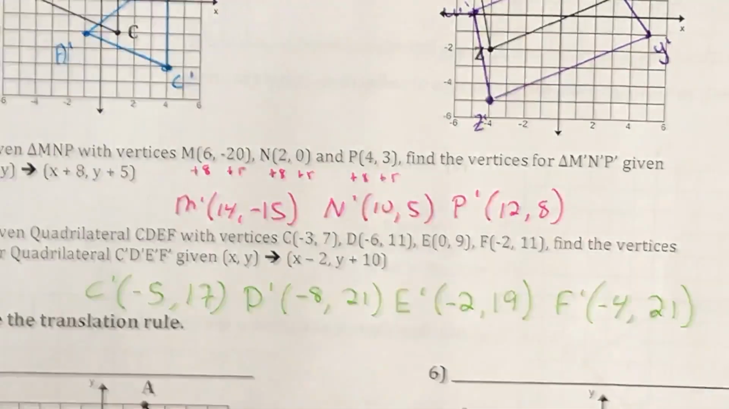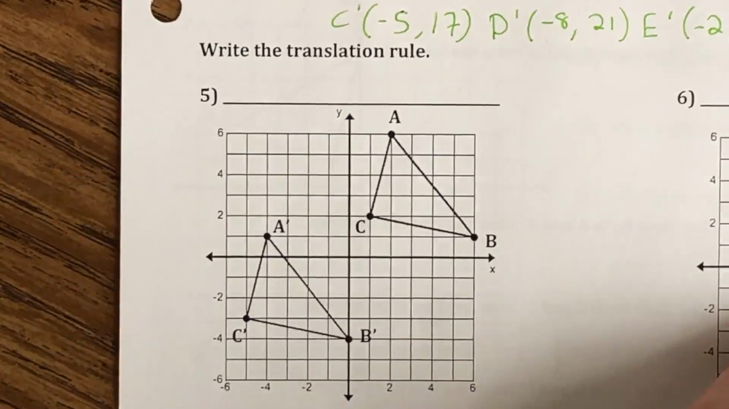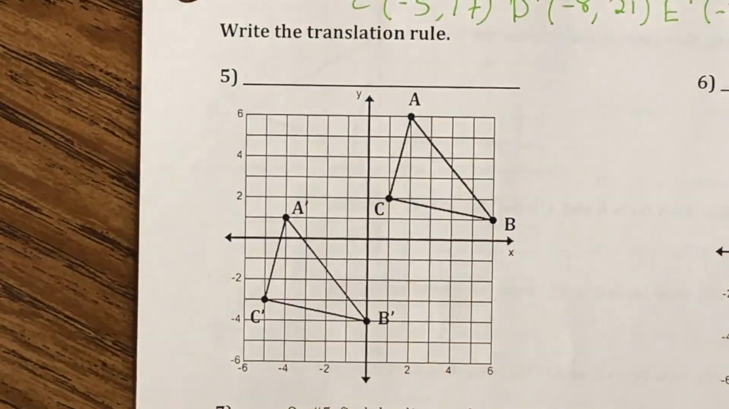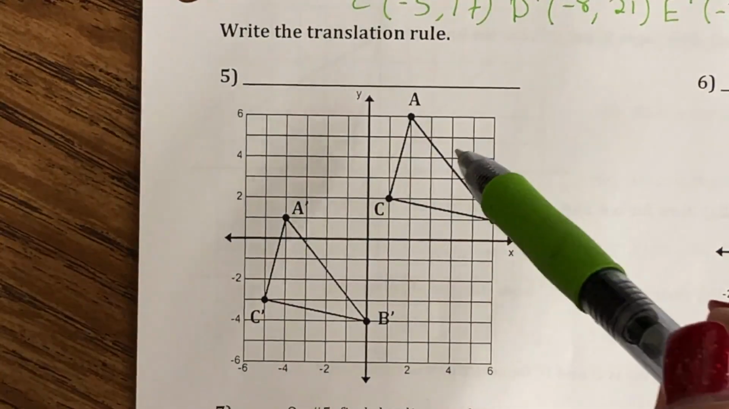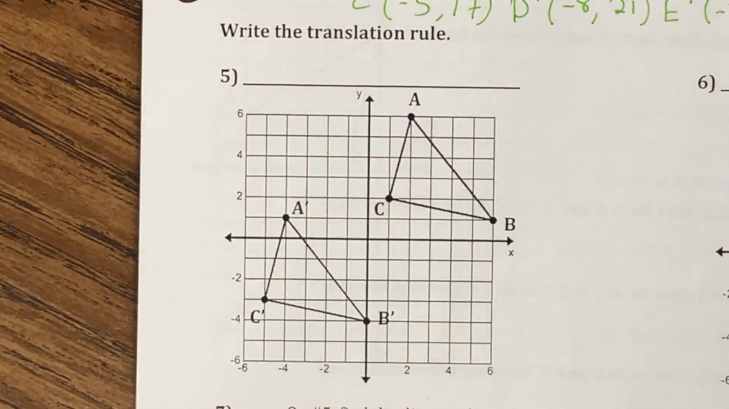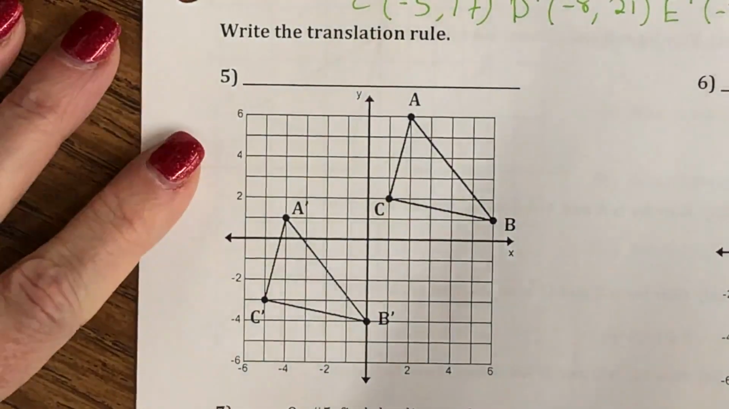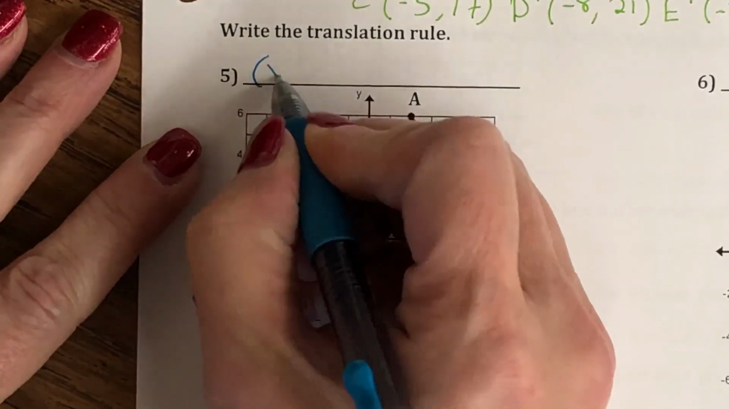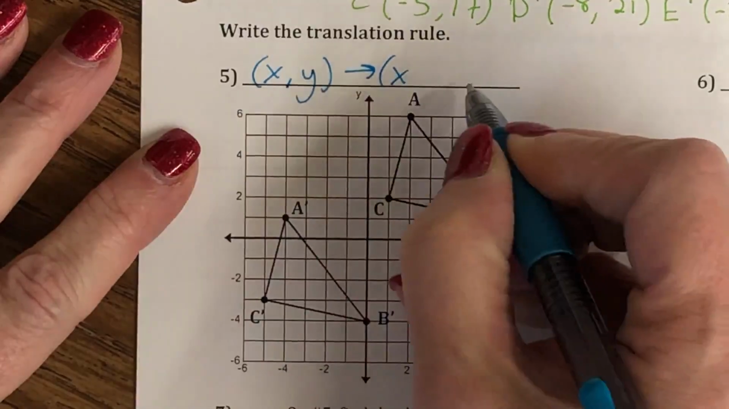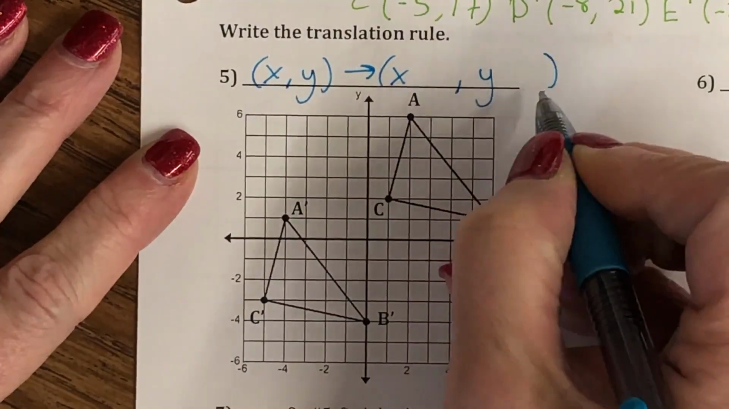Okay, number 5, we want to write the coordinate rule, the translation rule. Same thing, coordinate rule or translation rule, depending on what textbook you read, we'll use those interchangeably. I want to know what happened to get from the pre-image to the image. And we're going to be writing this in translation notation. And translation notation is our X comma Y with the arrow. Want to know what happened to X and what happened to Y.